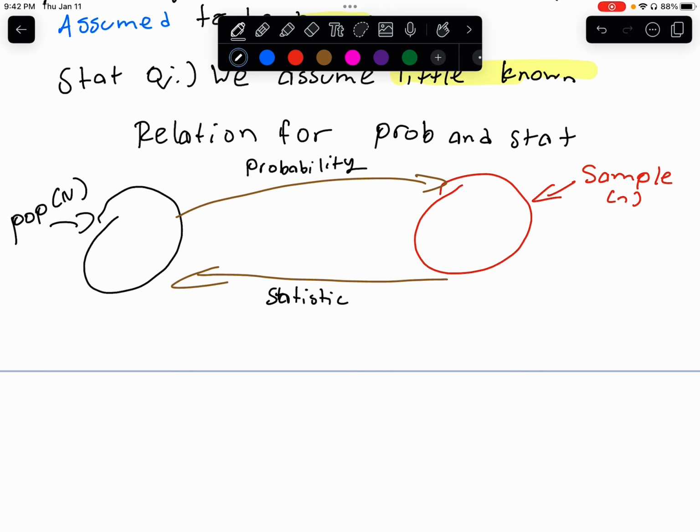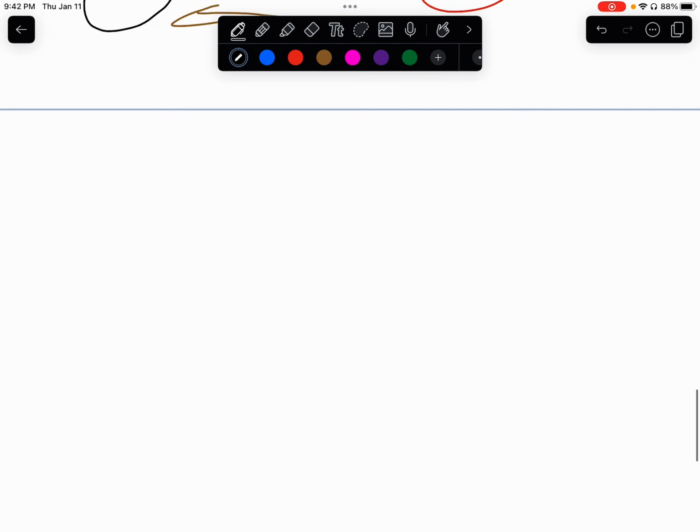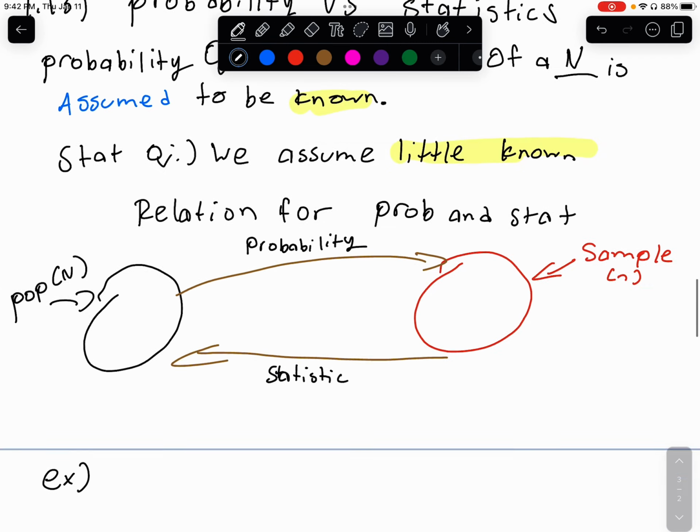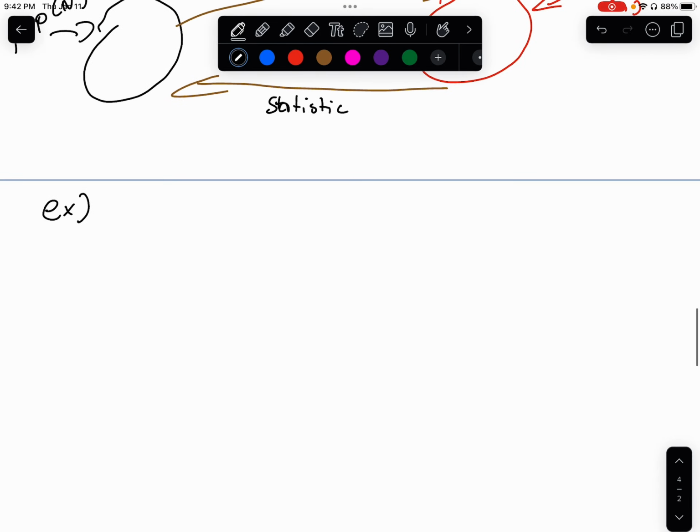So our next example is actually going to get into the probability aspects of what we're going to do. So example, I believe the other ones are example 1.2. This is going to be example 1.13.